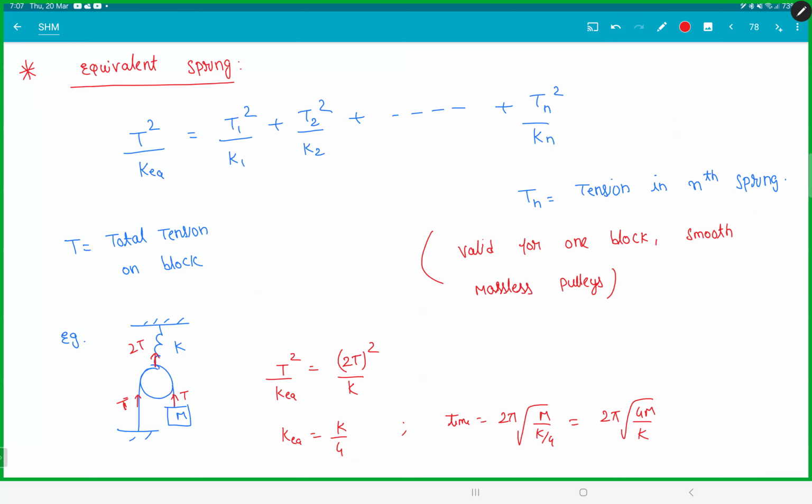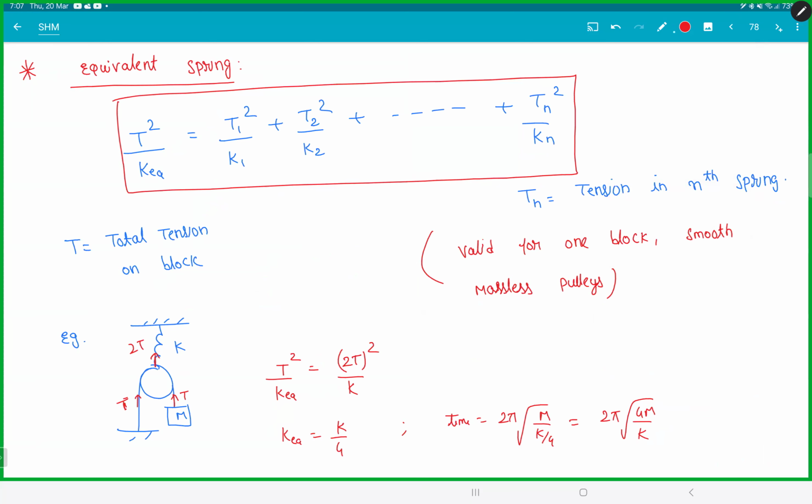Now this thing will shine when you have a lot of springs. If you have 3-4 springs, trying to do it the previous way becomes really difficult. But this will give you answers pretty fast. Quite a useful concept, but you can use this only when there is one block. Clear, everyone? You can note down that formula in the red box. Let's see a few problems based on this.